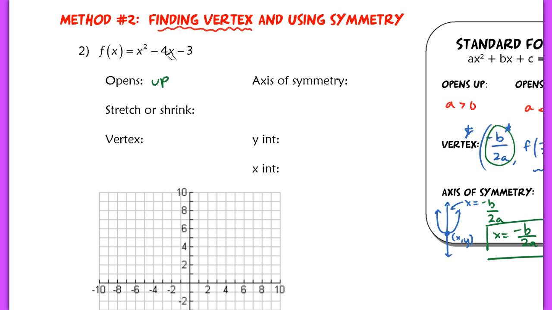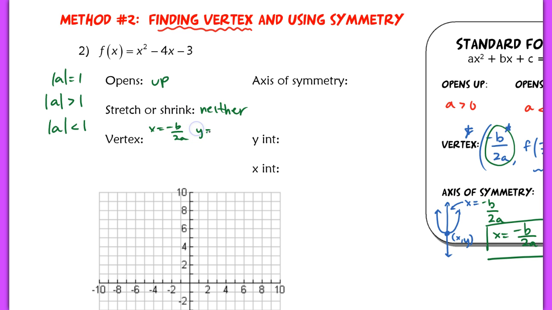Now going back to when we talked about absolute value functions, we know that if the absolute value of a is greater than 1, then it's going to be a stretch. If its absolute value is less than 1, then it'll be a shrink. In this case, the absolute value here is just 1, so it doesn't stretch or shrink, so it's neither. Okay, it's the same.